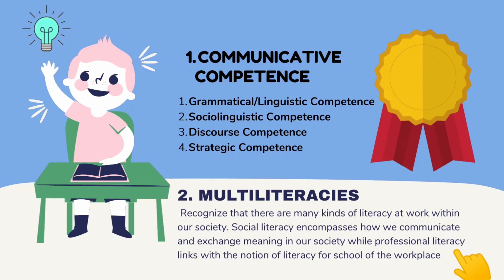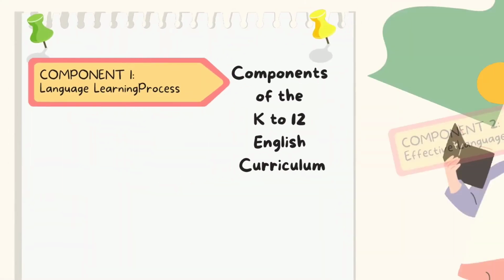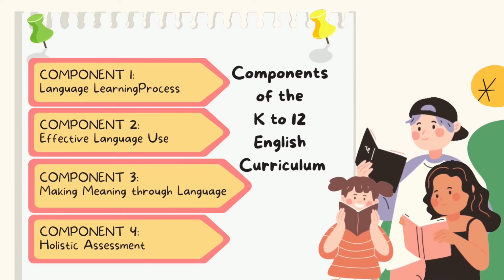Multi-literacies recognize the existence of several forms of literacy in culture. These include both traditional text-based literacy exercises and new literacy practices based on popular culture materials such as films. Professional literacy relates to literacy for school or workplace, whereas social literacy refers to how we connect and exchange meaning in our community. There are 4 components to the program.